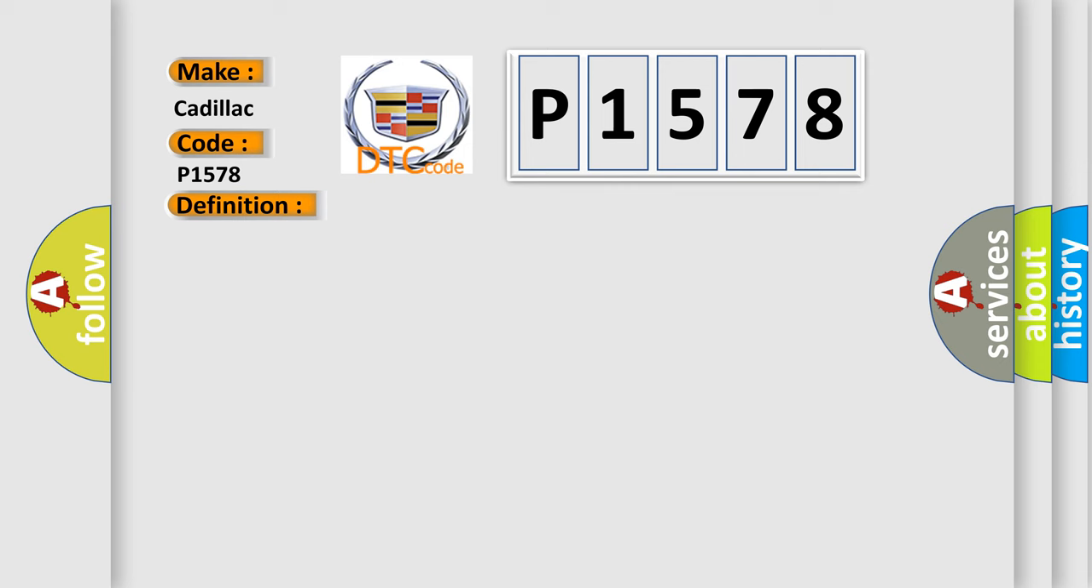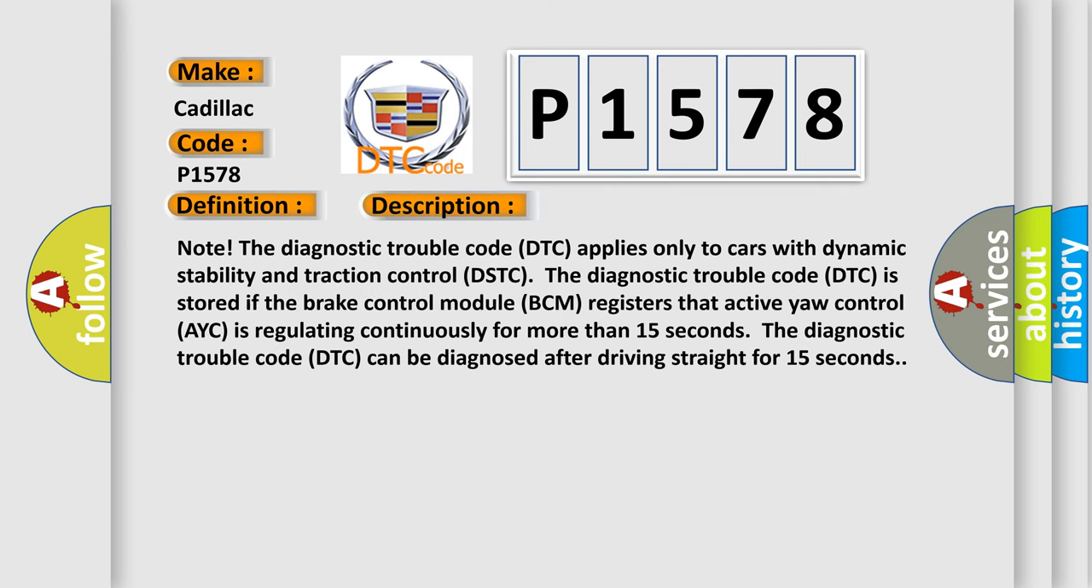And now this is a short description of this DTC code. Note: the diagnostic trouble code DTC applies only to cars with dynamic stability and traction control DSTC. The diagnostic trouble code DTC is stored if the brake control module BCM registers that active yaw control AYC is regulating continuously for more than 15 seconds. The diagnostic trouble code DTC can be diagnosed after driving straight for 15 seconds.